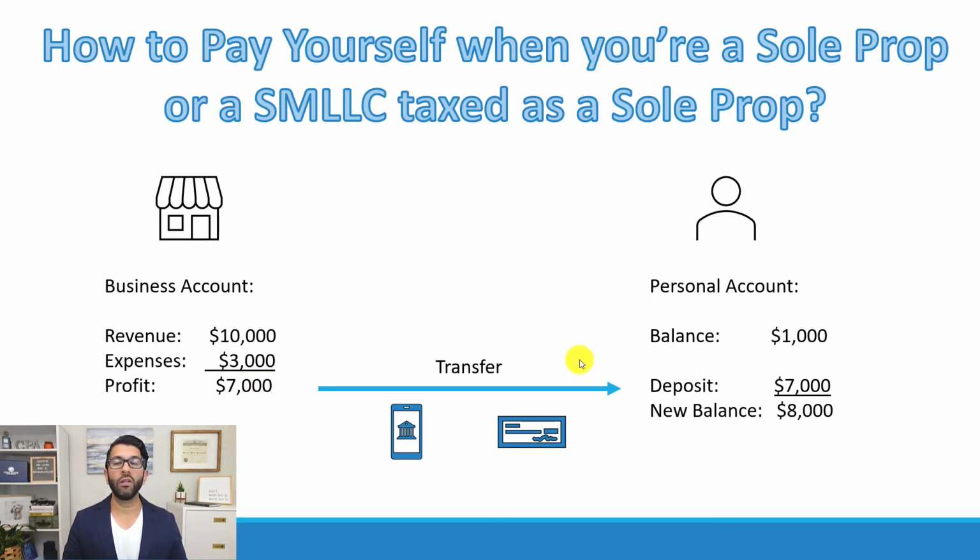And you might be wondering, well, how do I pay myself as the sole proprietor of that business? Well, it's super simple. A lot of you guys are overanalyzing this. All you do is transfer the money from your business account to your personal account. So over here, I've got a picture of a cell phone, or you can write yourself a check. It doesn't really matter. Just transfer the money from business to personal. So let's say your personal account had a balance of $1,000. You just transferred the $7,000 over from business to personal. Now your new balance in your personal account is $8,000. That's all there is to it, guys. You don't need to complicate it. That's all you need to do.